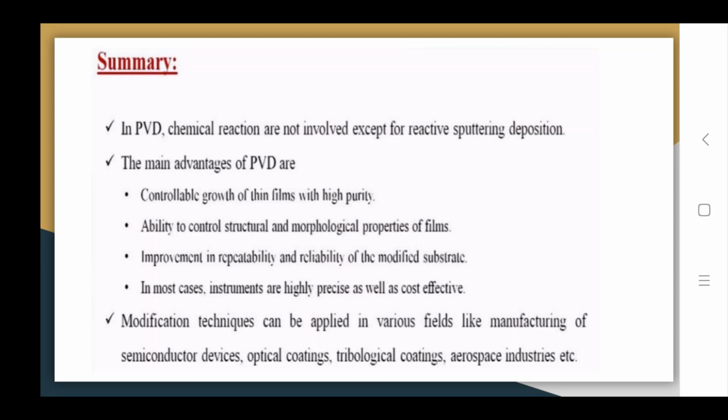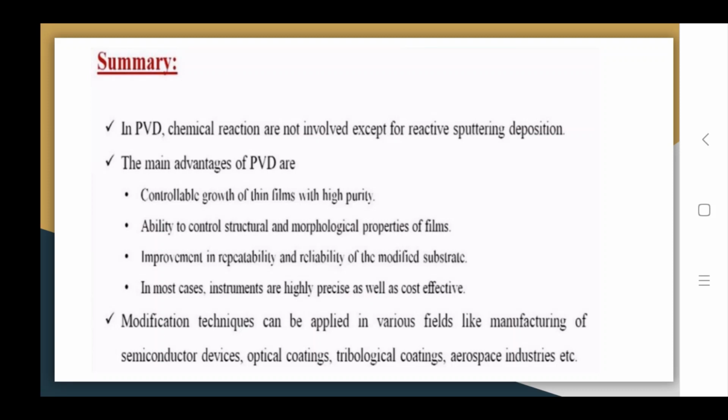You eliminate the impurities by using several kinds of methods, and not only that, you can control the growth depending upon how much energy you put on your target material or source material. Then there is the ability to control the structural and morphological properties of films, so easily you can make the material hydrophobic or hydrophilic, or make a material which can withstand high temperature, or which is electrically conductive. So whatever property you want, you can get it by these methods.